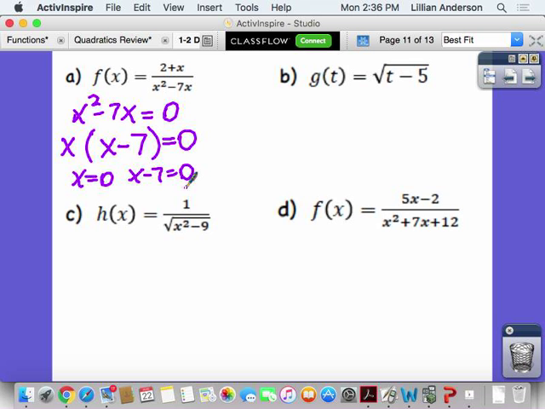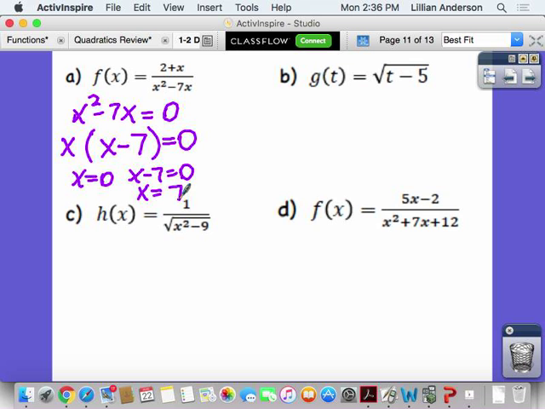So here's one. If x equals 0, my denominator is going to be 0. Can't have that. And if x equals what number here? Positive 7. You add 7 to both sides. Okay? So if x equals 0 and x equals 7, then it's going to be undefined.